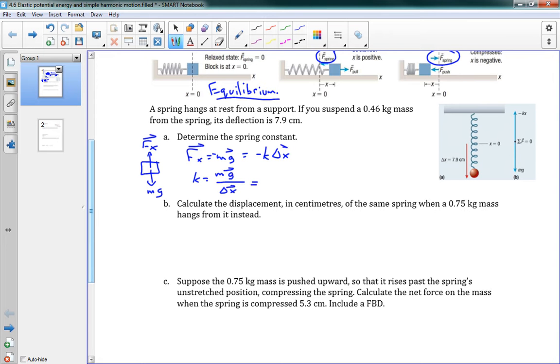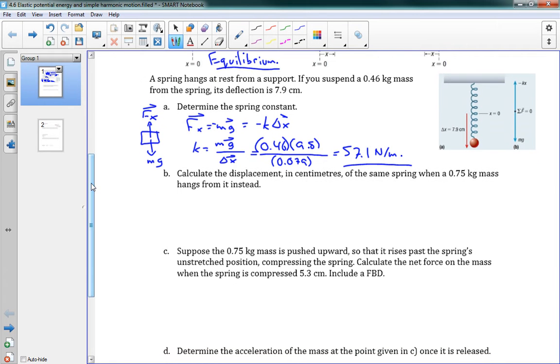Good. And I can put in some values here. So my mass was 0.46. g is going to be 9.8. Down here, delta x, we have a deflection of 7.9 centimeters, so 0.079 in the same direction as g. And this gives us a value of 57.1 newtons per meter. And that's our k value. That is our spring constant. We found that by doing our free body diagram.